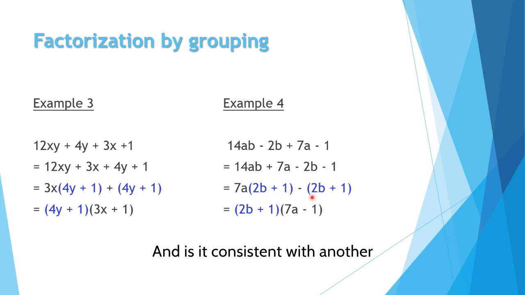And it is consistent with another bracket 2b plus 1. So this is the final answer after taking out the common factor. And the rest, 7a minus 1, will be in another bracket.